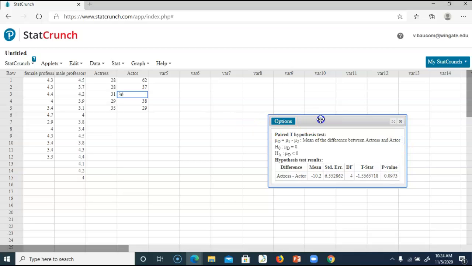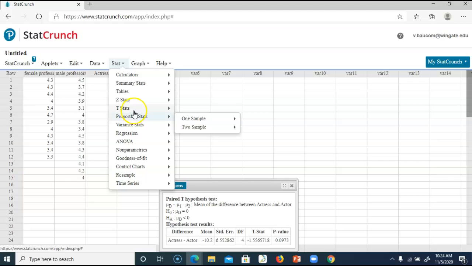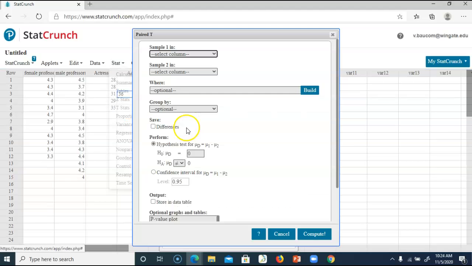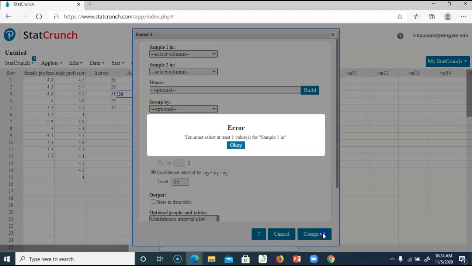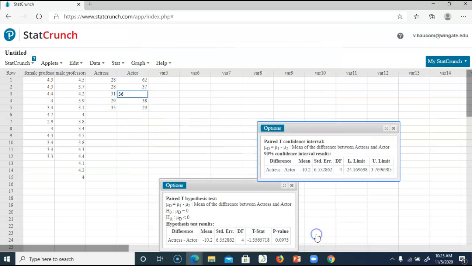As far as the confidence intervals go, if we look at going to Stat, T-Stats, paired, here we'll choose confidence interval. On this one, we're going to do a 90% because 0.05, since it's a left-tailed test, we need to double that. So that's going to be 0.90. And compute. Again, I forgot to put in my samples. So I've got actress 1 in sample 1, actor in sample 2, and compute.